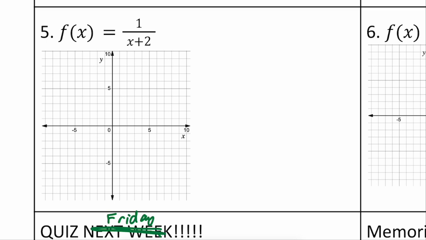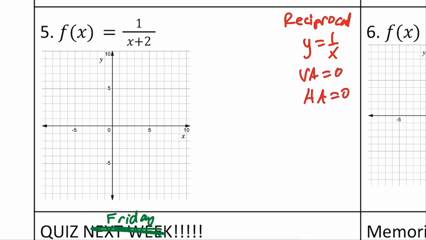What's our parent? The reciprocal. The reciprocal is y equals 1 over x. It has a vertical asymptote at 0. It has a horizontal asymptote at 0. So our parent looks like this.